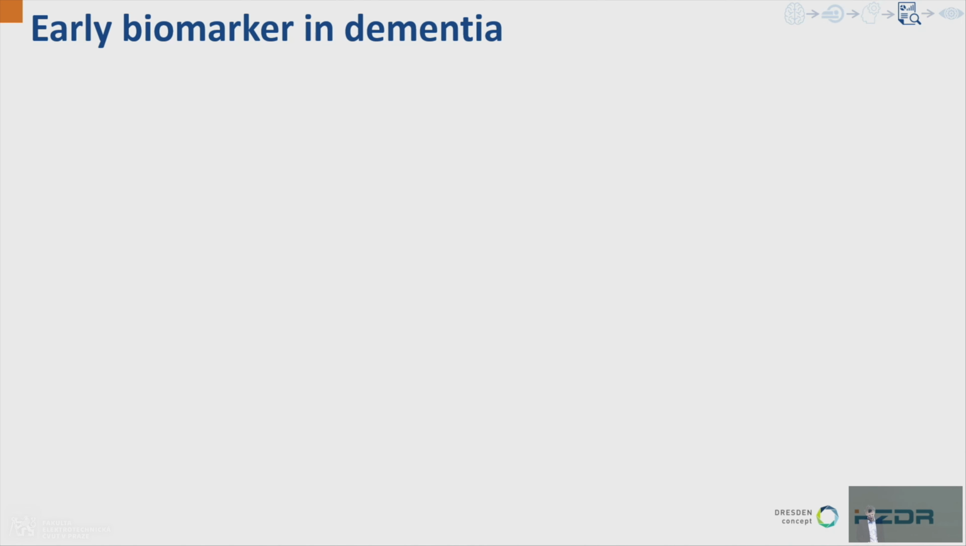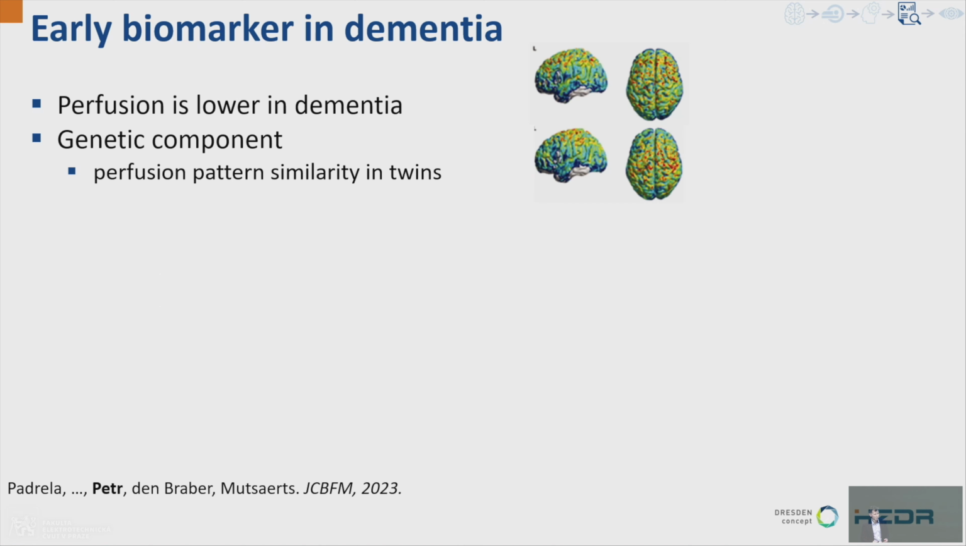And as a last application is dementia. So perfusion is known to be lower in dementia, but of course, knowing lower perfusion in dementia is not very useful, because when somebody has a dementia, we can see that. We don't need to measure perfusion. So we are trying to develop perfusion as a clinical biomarker of early dementia, so before the subject really starts to show any symptoms. And we did several branches of research on that.